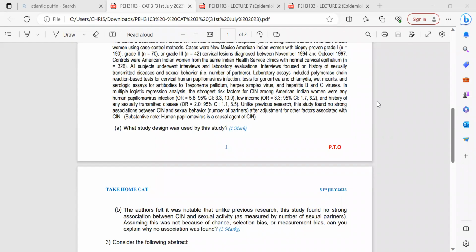Okay. I'm saying it could be that whatever the study found was not wrong. I'm trying to use the language of a researcher, but there could be no association between CIN and sexual activity. That could be a true picture. True or false? Okay, hello. Yes, Richard. You are repeating the same thing. Explain why there was no association found.